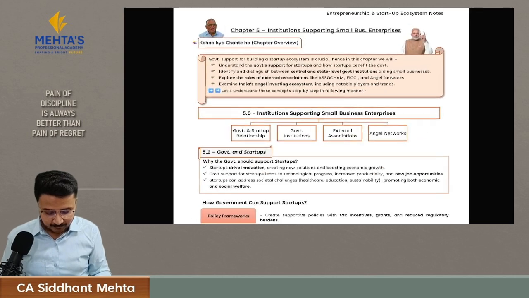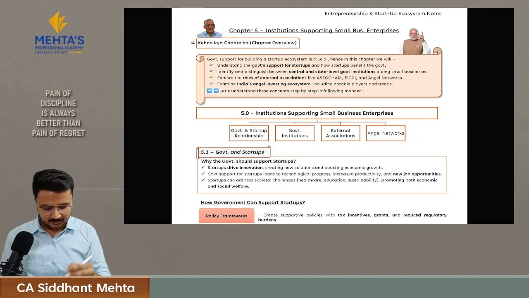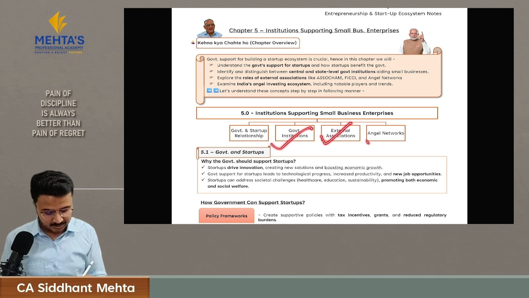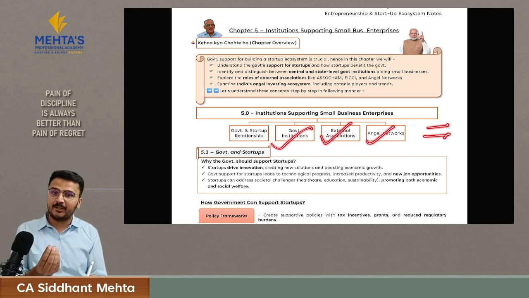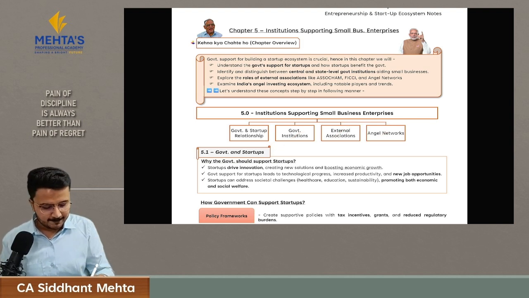Then comes your chapter number 5. Here we will understand about the institutions which support startups to grow, like what all government institutions are there to support startups, how they support startups, what all external associations and angel networks are there which help startups in funding, rather than giving some mentorship advice or arranging some networking events. How all these things help startups to grow, we will understand it in chapter number 5.